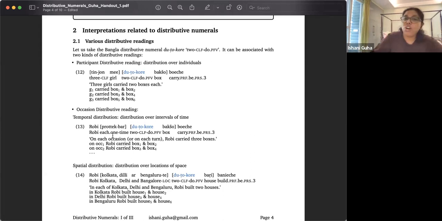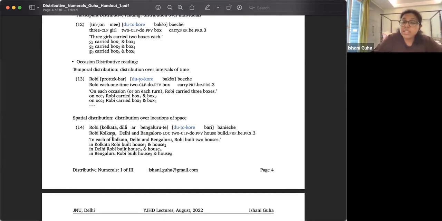But this is not the only kind. This is atomic distributivity. Just take a plural, divide it into atoms, and assign whatever you have in your denotation, in your meaning. So for duto kore baksho, you have two boxes, and you assign two boxes to each of those atoms. That is atomic distributivity. There can be non-atomic distributivity also.